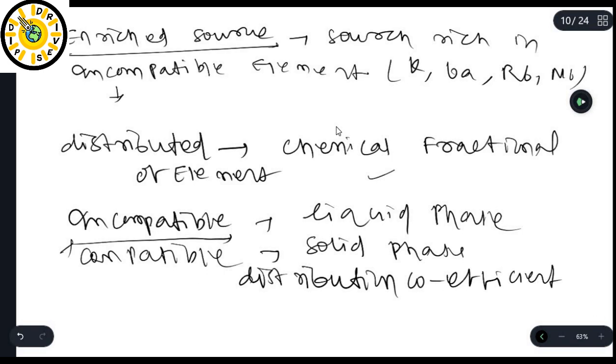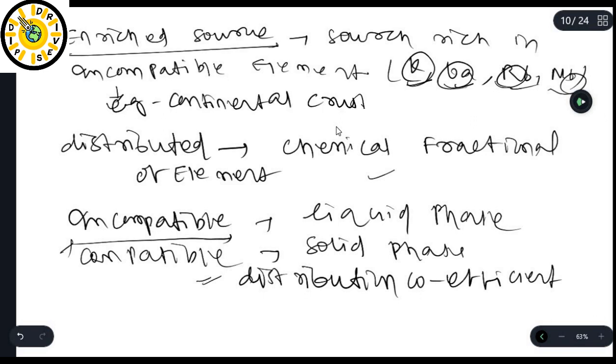Distribution coefficient. Okay, so an enriched source means a source rich in incompatible elements, that is K, Ba, Rb and niobium. What happens is during the melting, some sources will be rich in the incompatible elements, like potassium, barium, rubidium and niobium. It is called the enriched source. Like what are the sources? Continental crust.